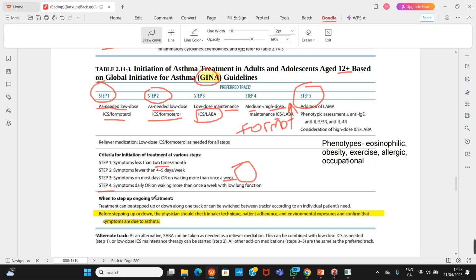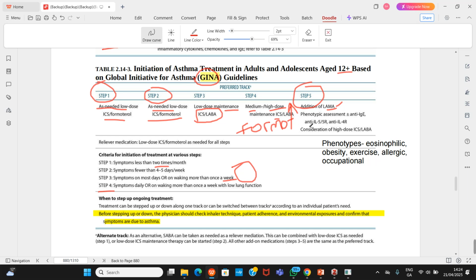So if you have treated the person for step 4, you have given medium or high dose ICS plus LABA, which is formoterol, and it's not working, you now go to step 5, which is to add LAMA to it. Ideally, you don't use LAMA alone. Never pick LAMA alone to be the answer. It will be wrong. You have to use LAMA with a LABA. It has to be combined. We don't use it alone. Or you assess for the phenotype. Is this person having exercise induced?